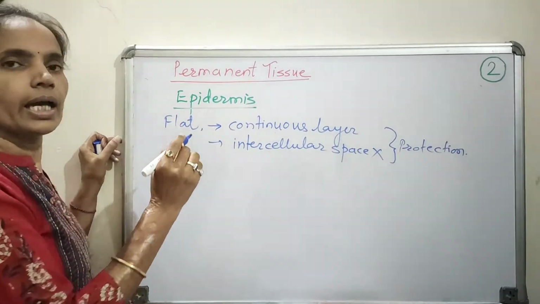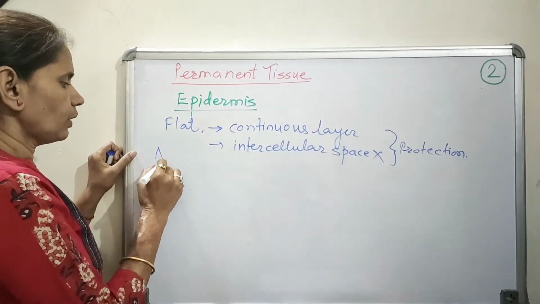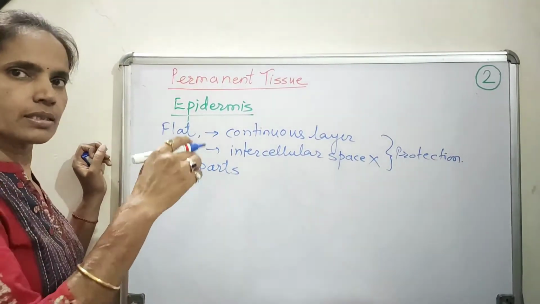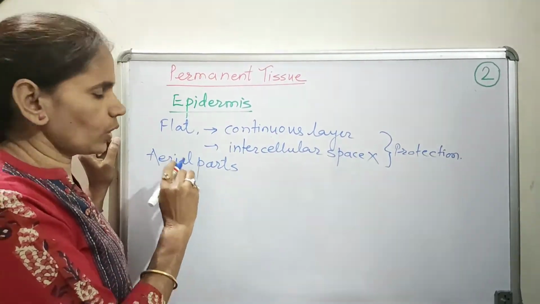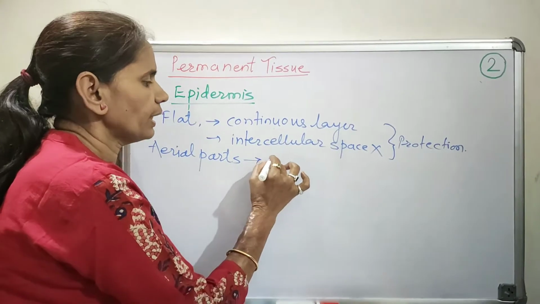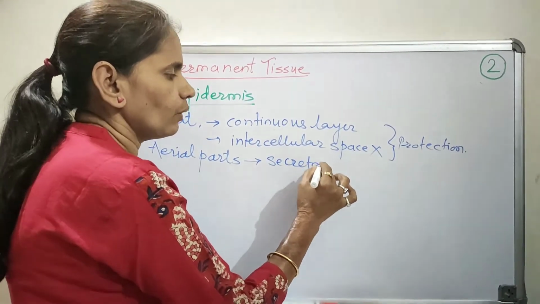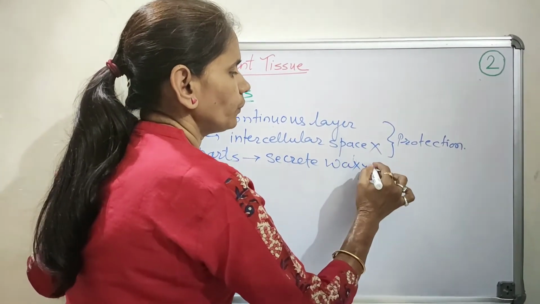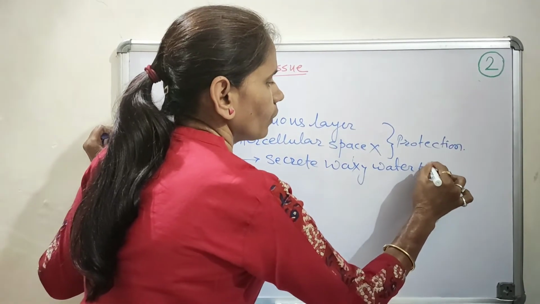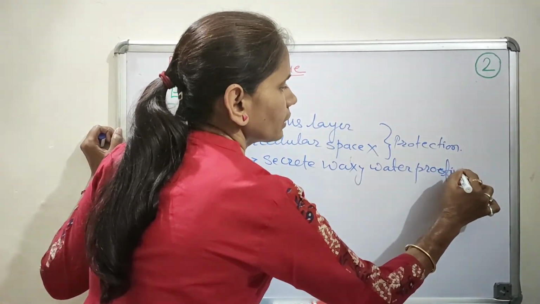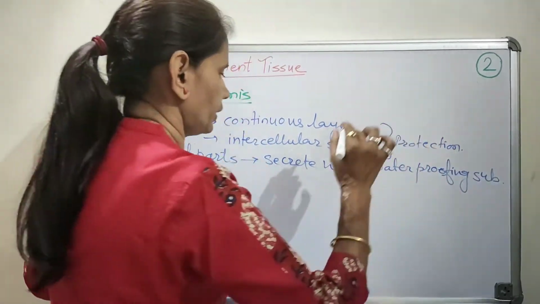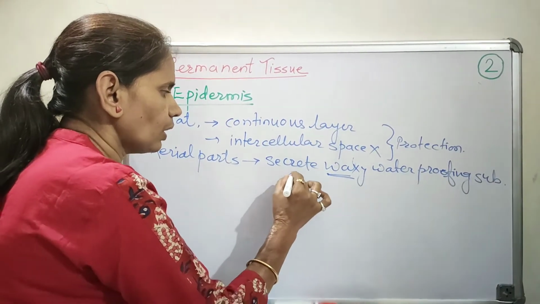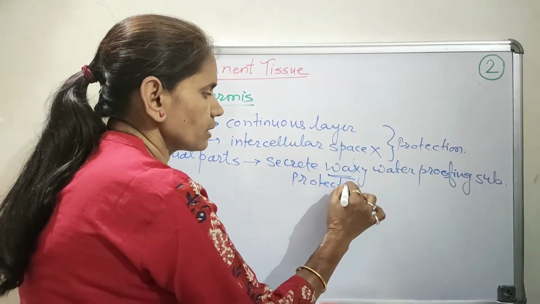Now in case of the epidermis of aerial parts of the plant, what are these aerial parts? Particularly the leaves as well as the stem. These epidermal cells from the aerial parts secrete a waxy waterproofing substance or component.